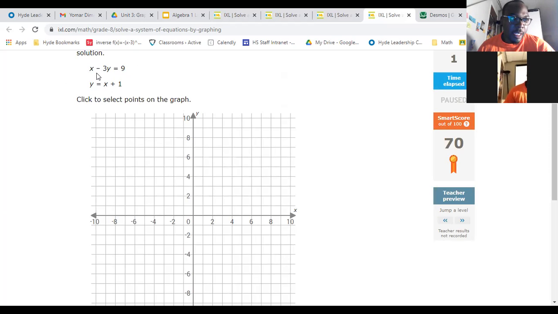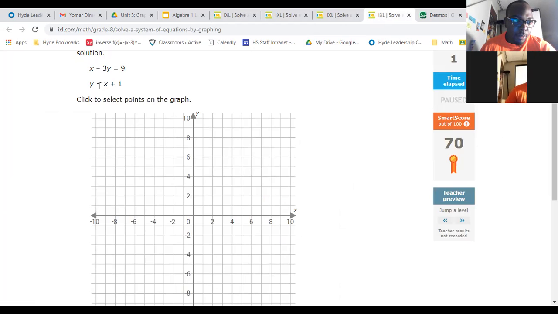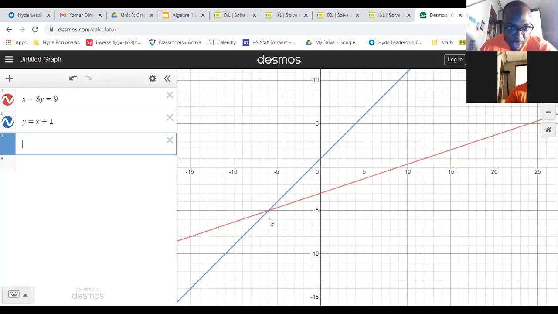So I can take x minus 3y. As you can see here, I already have x minus 3y inputted. And then if you look at the second part of my equation, it says y equals x plus 1. So boom, I already have that inputted here as well. So as you can see, both graphs cross, all right?